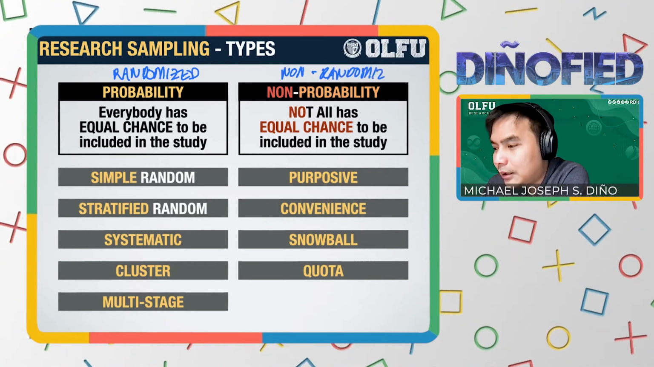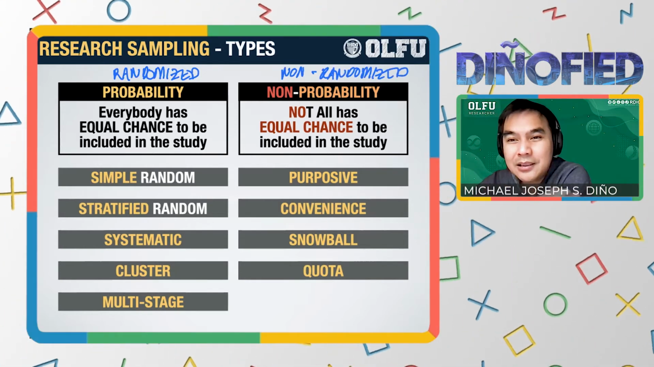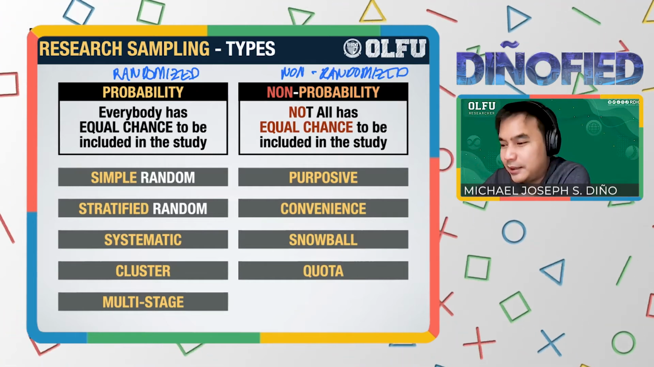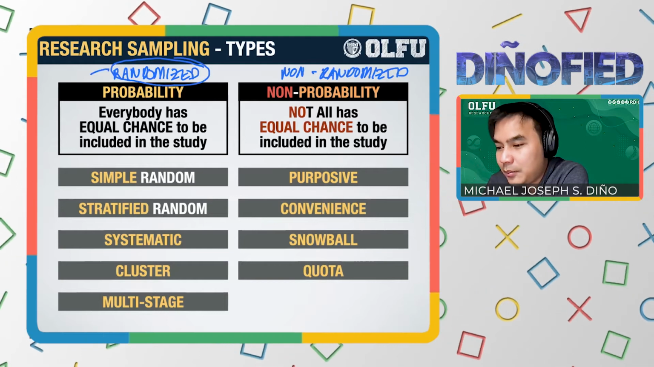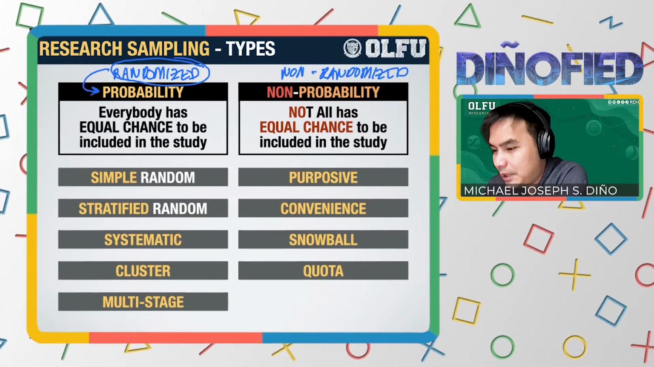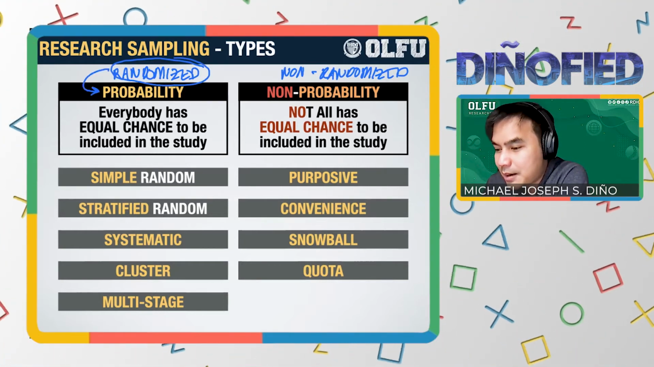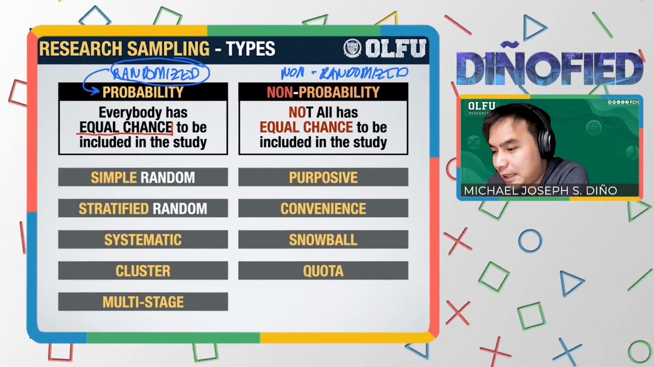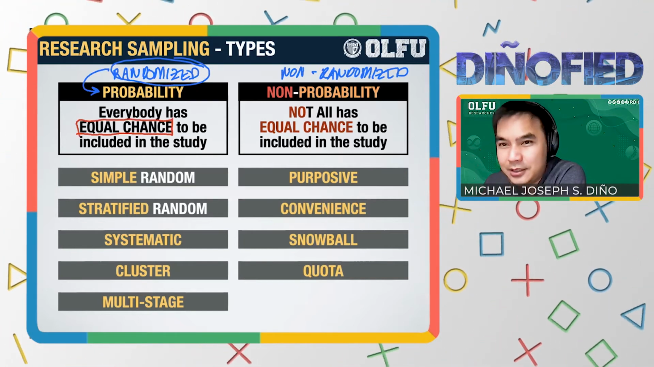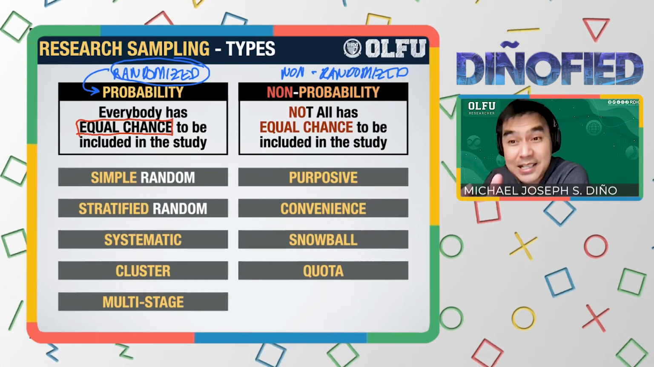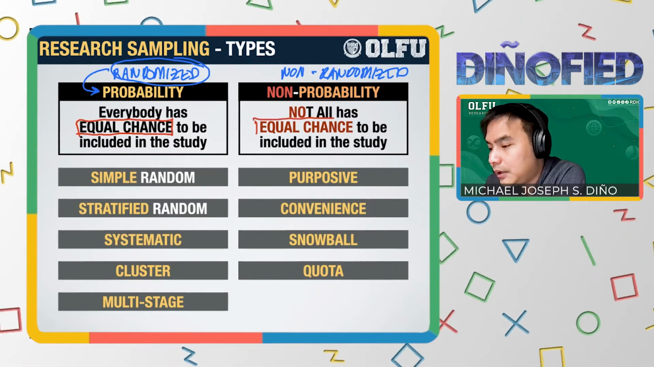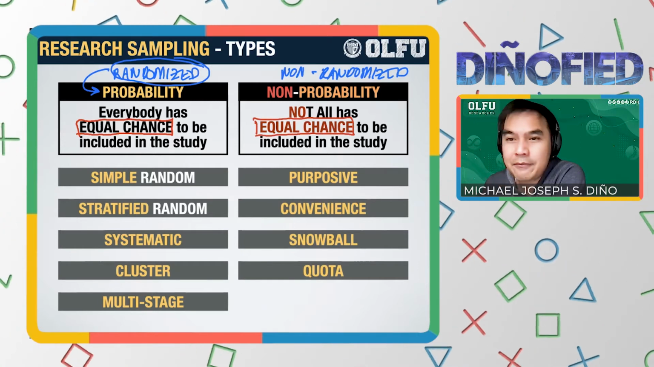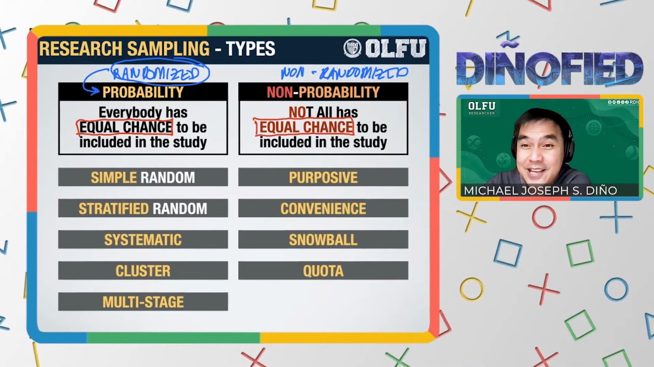So therefore, if you want the whole population to be represented, what will we do? Randomization. And when we say randomization, probability sampling. When we say probability sampling, we give everybody an equal chance to be included in the study. Whereas, when we talk about non-probability sampling, we don't give equal chance to everyone to be included in the study.